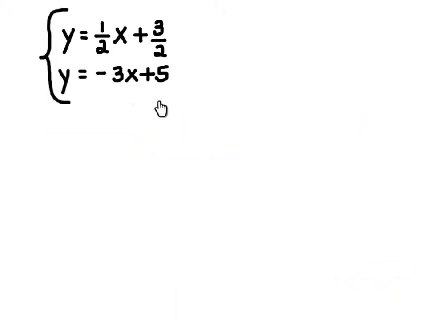Here's our first example. To use the addition method, we have to transform our equations into standard form. So let's go ahead and do that, and we'll transform the first. If we multiply everything by a 2, we end up with 2y equals x plus 3. So I've multiplied the y by a 2. 1/2 times 2 is 1, and 3/2 times 2 is 3.